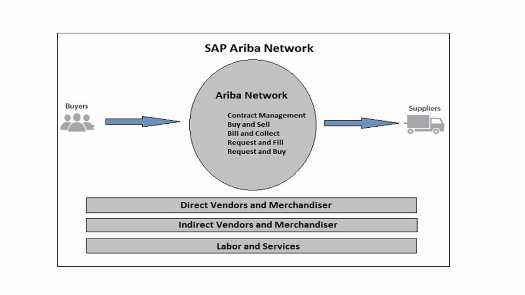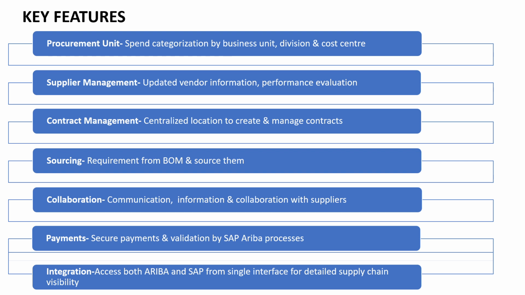Then next are the key features of Ariba Network. First is the procurement unit. It categorizes procurement spend by business unit, divisions, and cost centers. The second feature is supplier management. It gets updated vendor information including projects, performance evaluation, and company spending. And then next is contract management. In contract management, it creates, manages, and stores contracts in a centralized location.